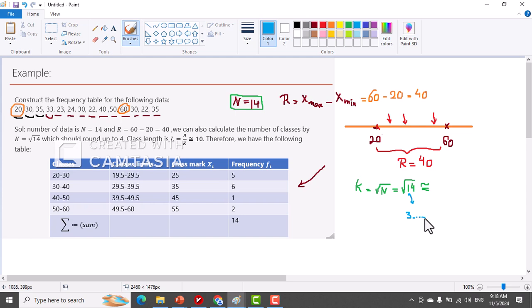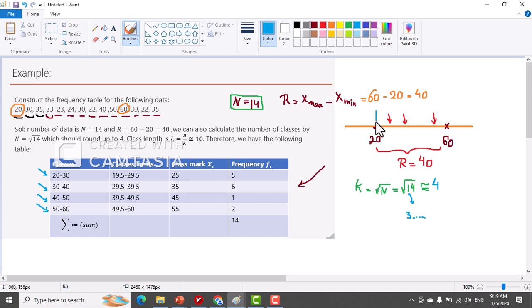So the root of 14 is 3 point something, and we round it up. It doesn't matter whether it's 3.0001 or 3.999, we round it up to 4. That means the number of classes that we should consider to construct the frequency table is 4. As you can see over here, we have 4 classes: this is one class, the second one, the third one, and the fourth one. So we should divide or split the data into 4 classes.